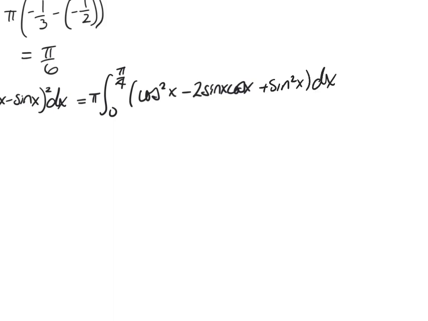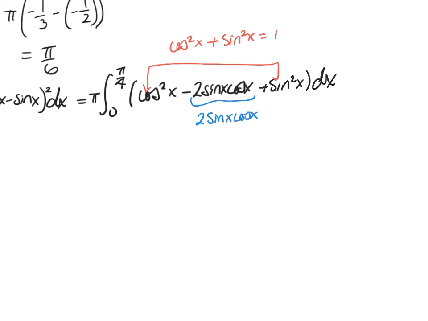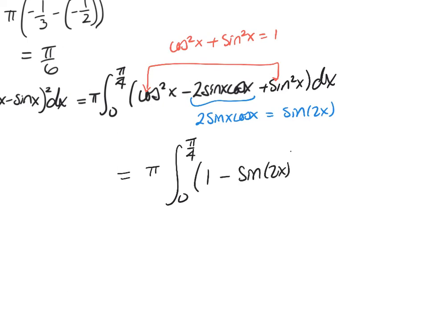Now, we're going to get our handout that I sent to you on Pre-Calculus 2 formulas. We know that cosine squared x plus sine squared x equals 1. And whenever I see 2 sine x cosine x, this is equal to the sine of 2x. So this is equal to pi, from 0 to pi over 4, of 1 minus sine 2x dx, which is a much easier integral to solve.